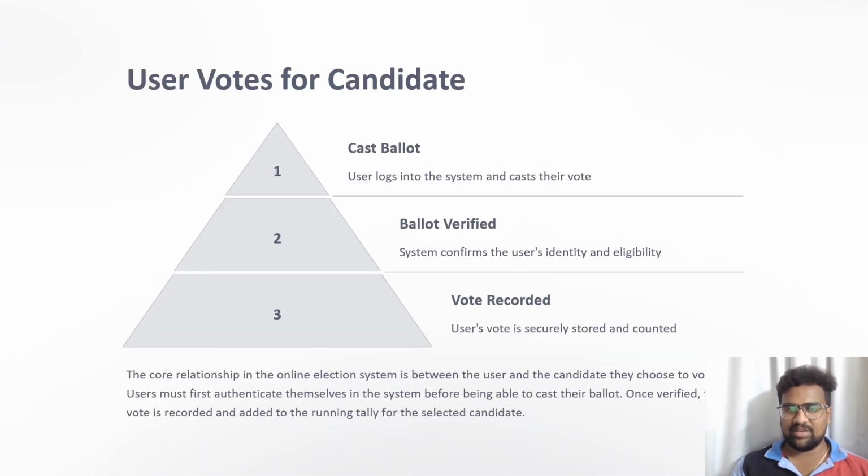User votes for candidate: cast ballot, ballot verified, vote recorded. The core relationship in the online election system is between the user and the candidate they choose. The voting user must first authenticate themselves in the system before being able to cast their ballot. Once verified, the vote can be recorded and added to the running tally for the selected candidate.